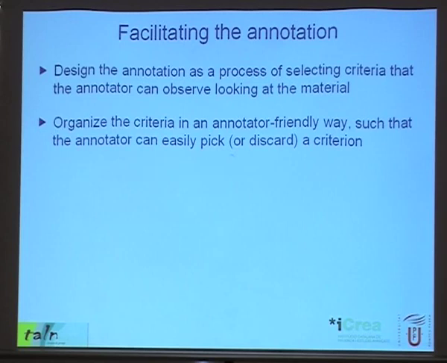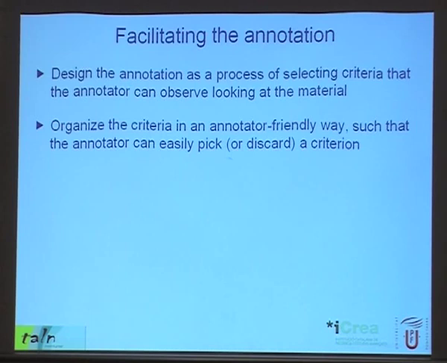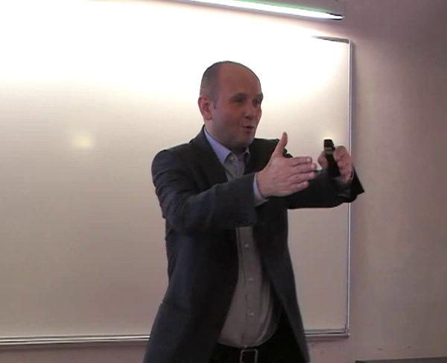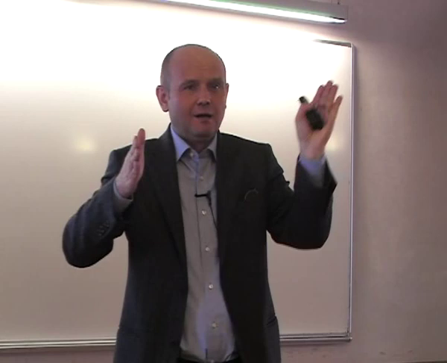So what we also need is to organize the criteria in an annotator-friendly way, so that we can easily pick or discard a criterion. This is kind of a restriction, a decision tree process. Step by step, you discard criteria, and finally, ideally, I arrive at a specific relation between two tokens.